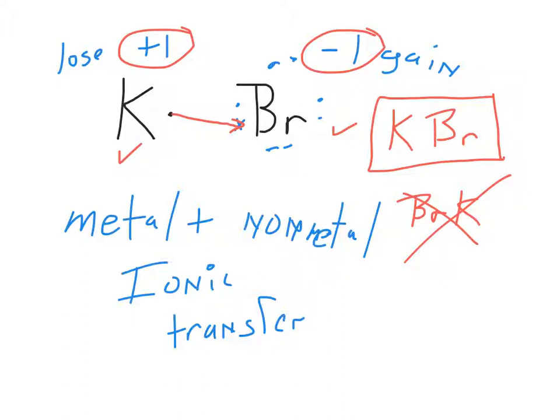Where do we have a question? Why is it ionic again? Ionic because this one's a metal and this one's a non-metal. Whenever you have a metal and a non-metal, that's an ionic bond. Whenever you have a non-metal and a non-metal, that's going to be a covalent bond. Yes?